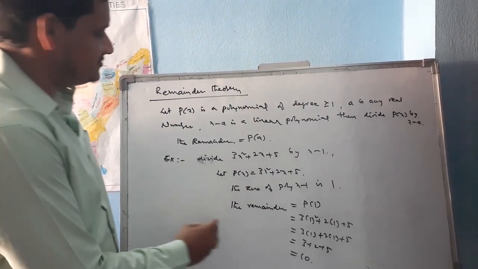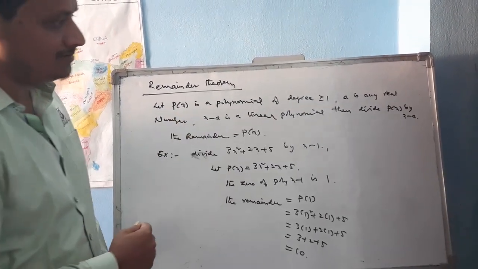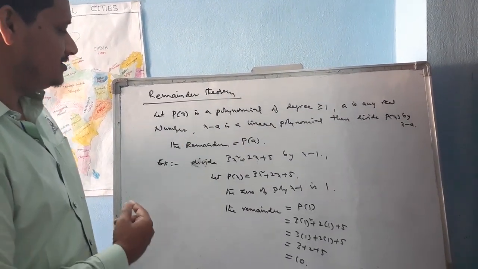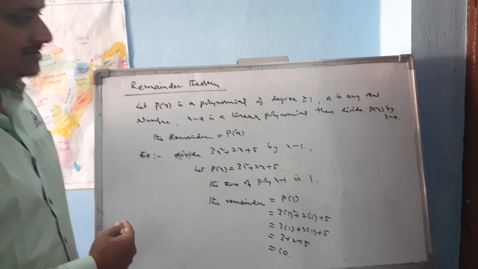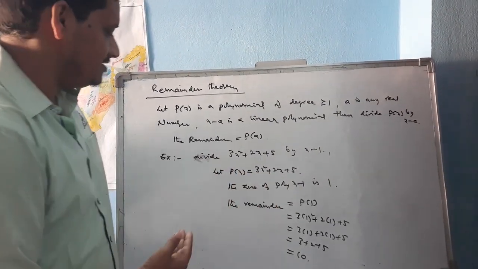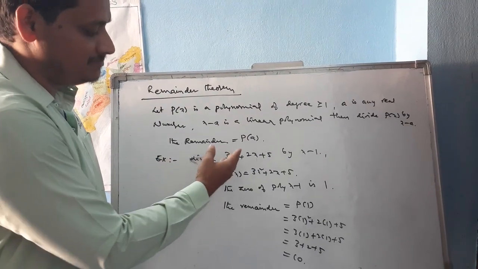So from this we can say that if p of x is a polynomial of degree greater than or equal to 1, a is a real number, and x minus a is a linear polynomial, then dividing p of x by x minus a, the remainder is p of a.